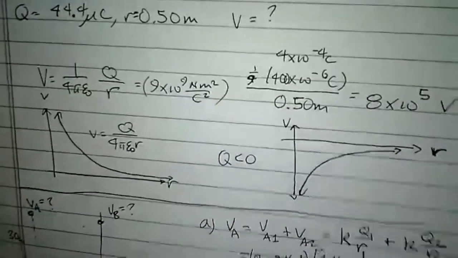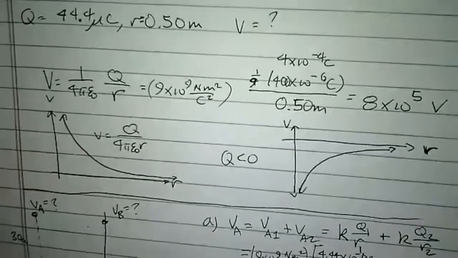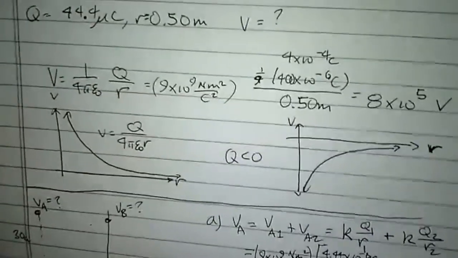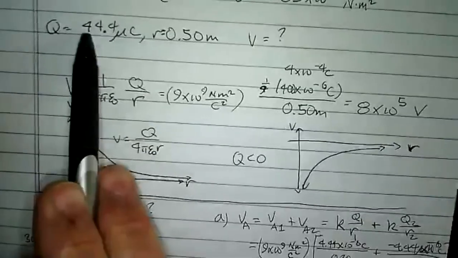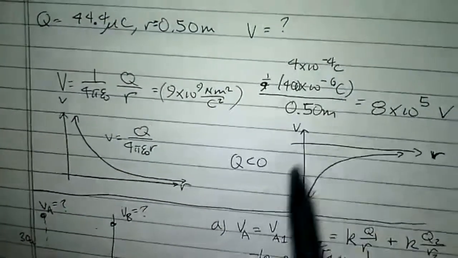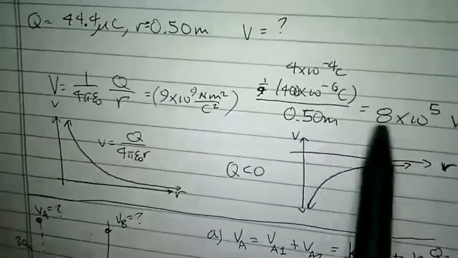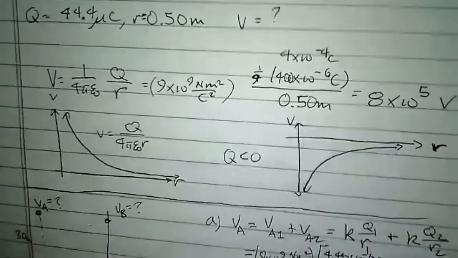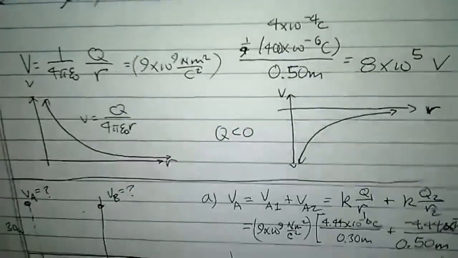Now, when we did the opposite, when I considered the voltage ½ meter away from a negative 4.44 microcoulomb charge, then I got this graph, and at least at that particular point, it'd be the exact same number, 800,000, but it'd be negative 800,000. So that was the first thing we did.